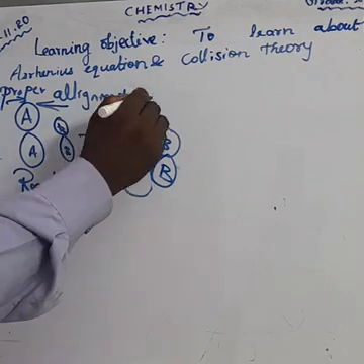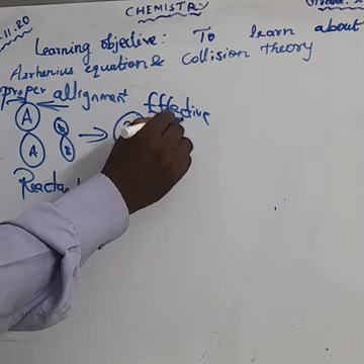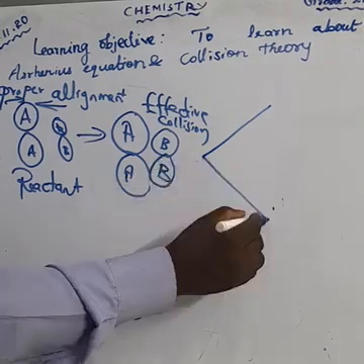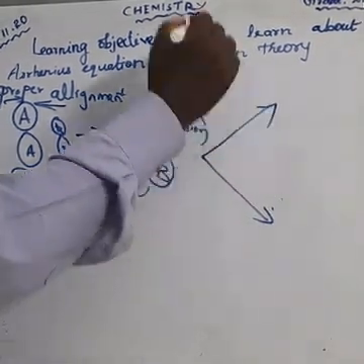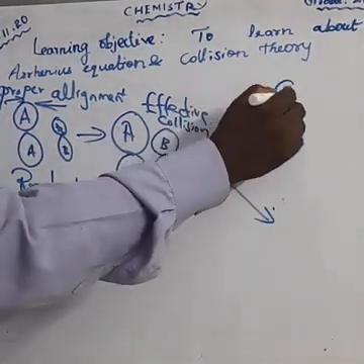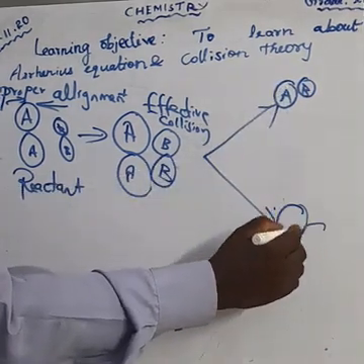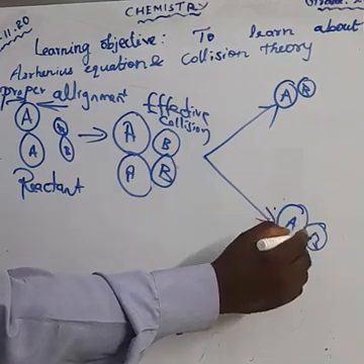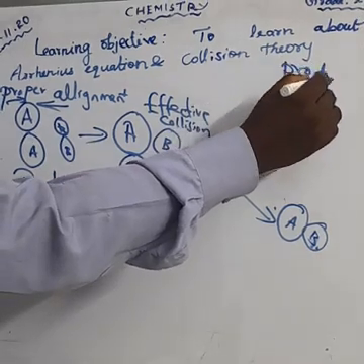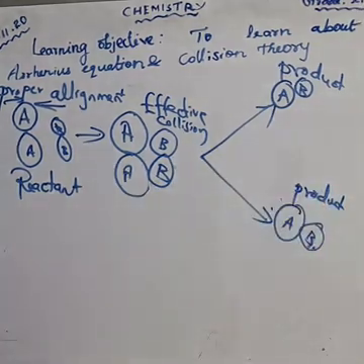This is the correct collision, effective. Here we get the correct product. That means here one of the A, B, and here also A, B, product. These are the correct form.